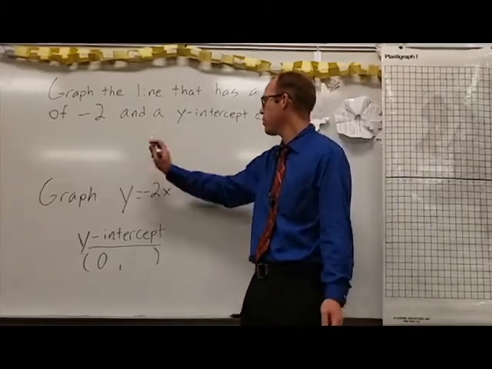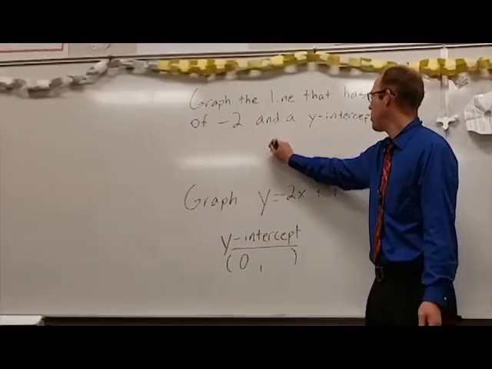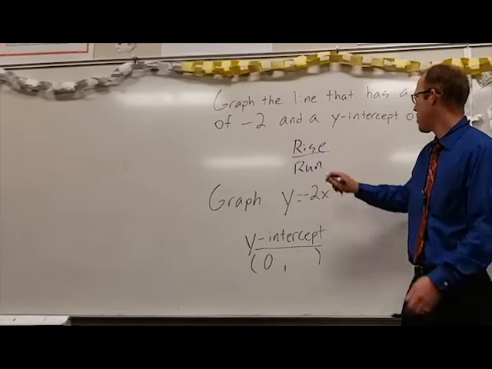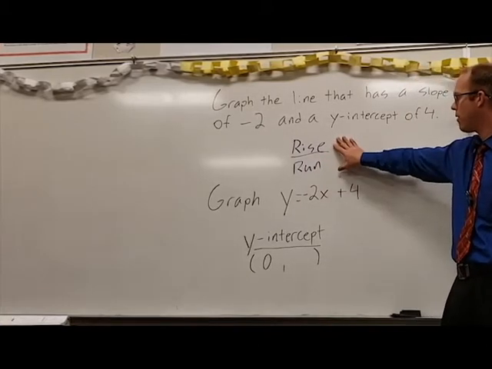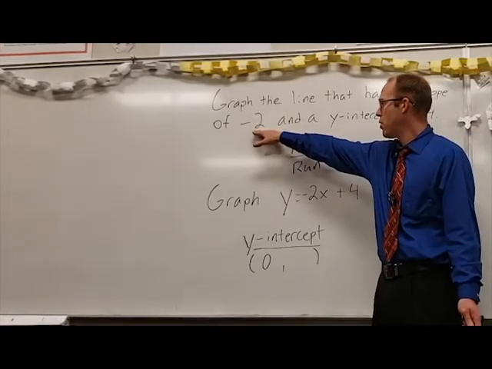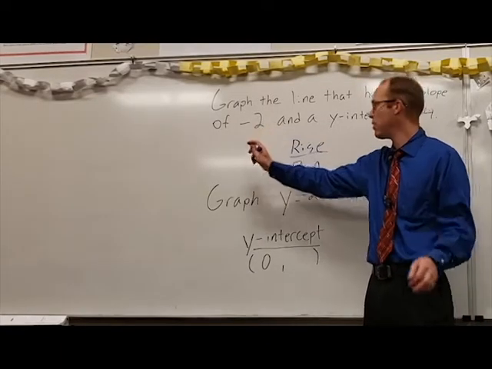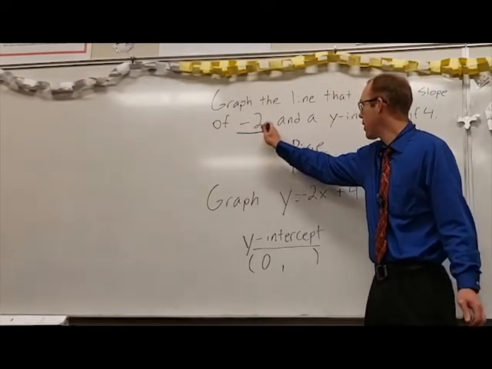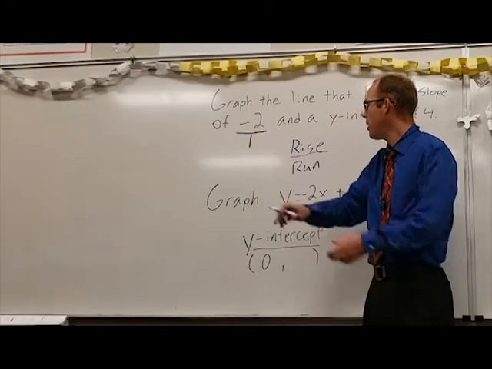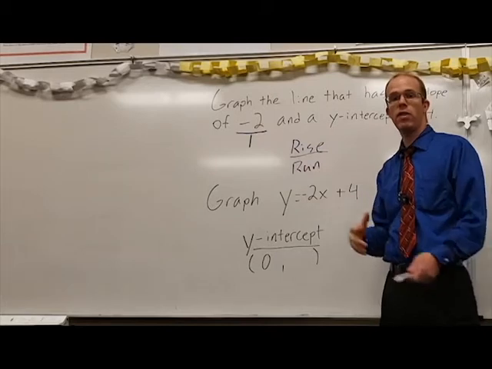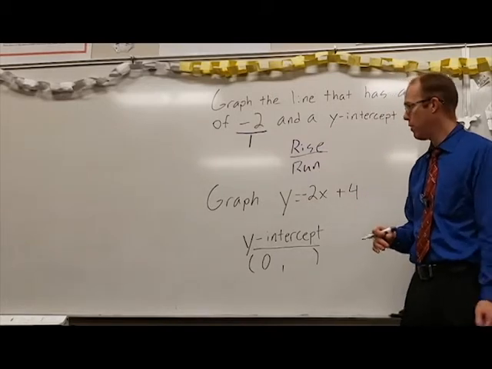Now, last lesson when we talked about slope, we used the phrase rise over run, and that helped us to build our stairs on the graph. Our slope is -2 for this graph, which is not written as a fraction. When it's not written as a fraction, I like to change that into a fraction by putting it over a 1. I'm allowed to do that because -2 divided by 1 is still -2. I haven't changed the value of anything.